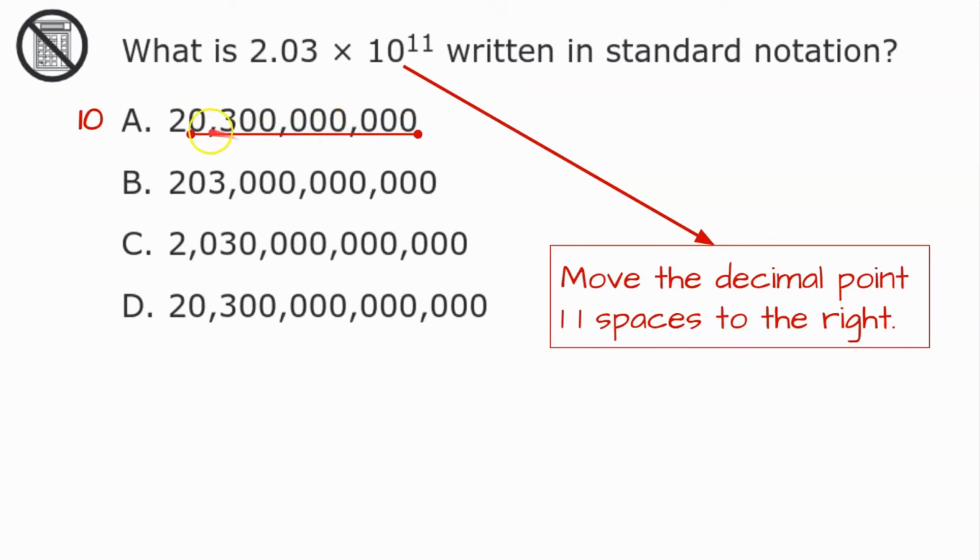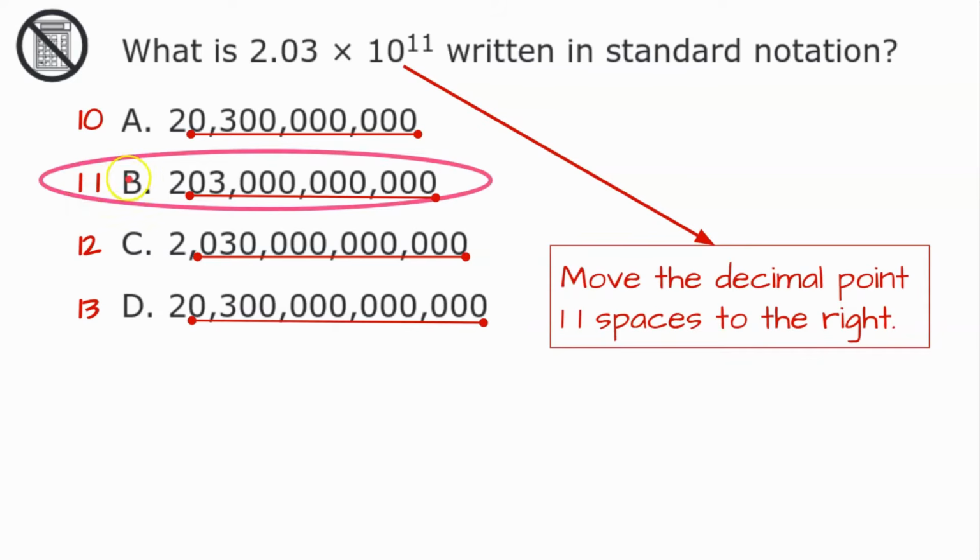3, 6, 9, this is 10. So it's 10, not 11. We have 3, 6, 9, 10, 11. So here we have it, but I'm going to show you the rest. We have 3, 6, 9, 12. Here we have 3, 6, 9, 12, 13. So our answer is B, because this is the one that represents moving 11 decimal places.